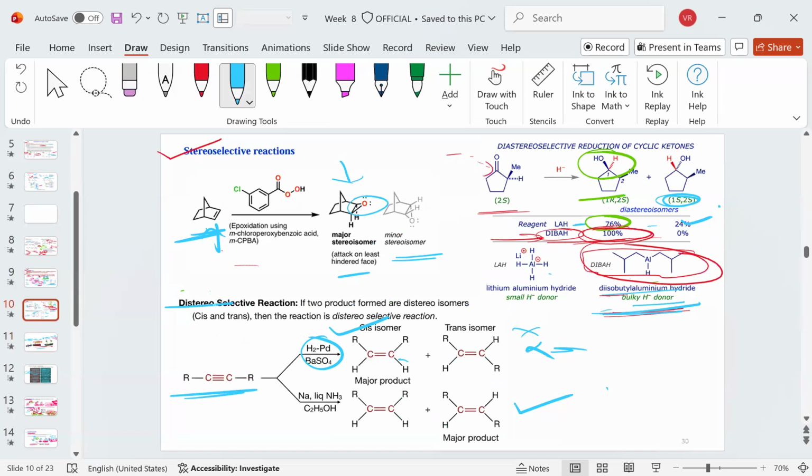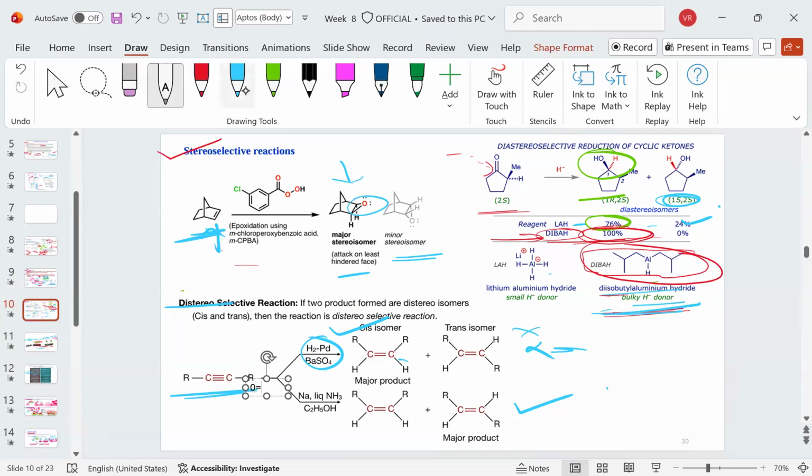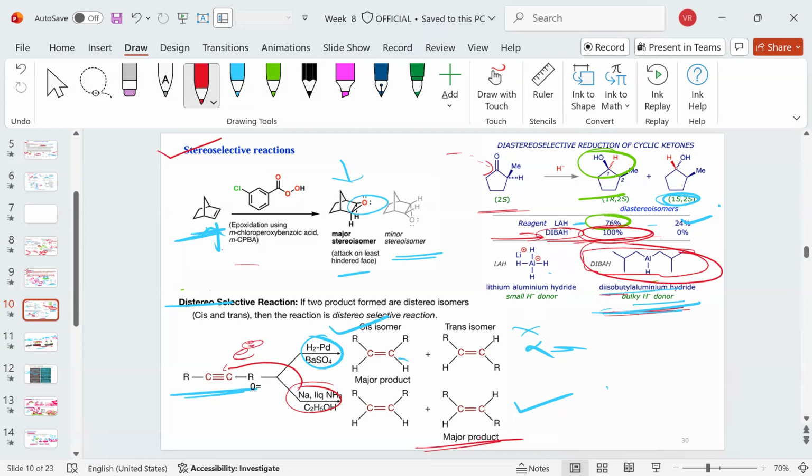However, in the case of liquid ammonia and sodium metal, this reduction takes place via electron transfer and by a radical mechanism. In this case, we are getting the major product as the trans alkene. So you can see here, trans alkene we are getting as the major product.